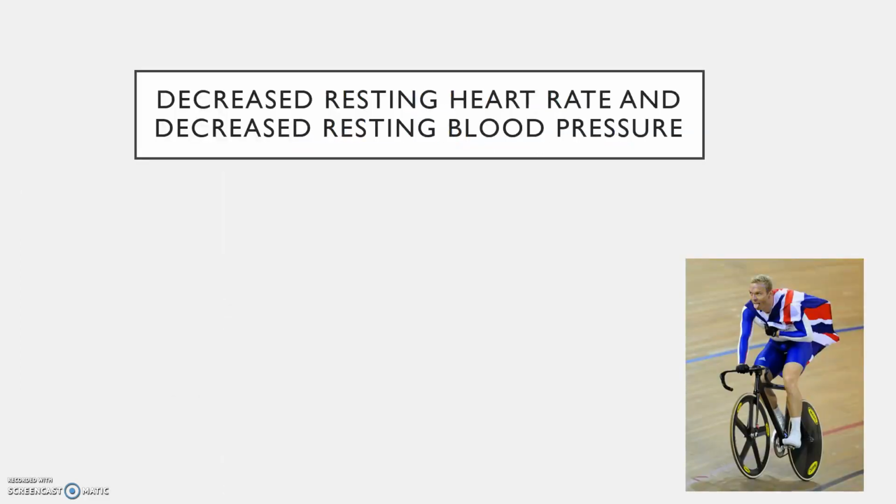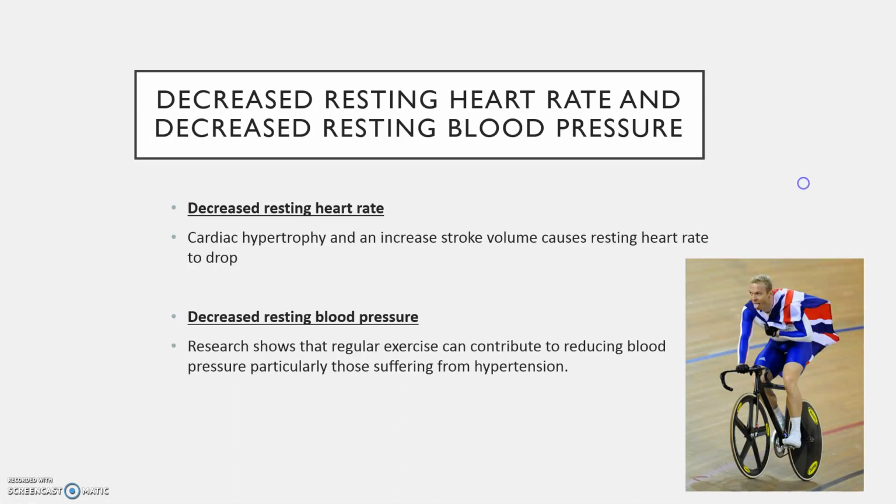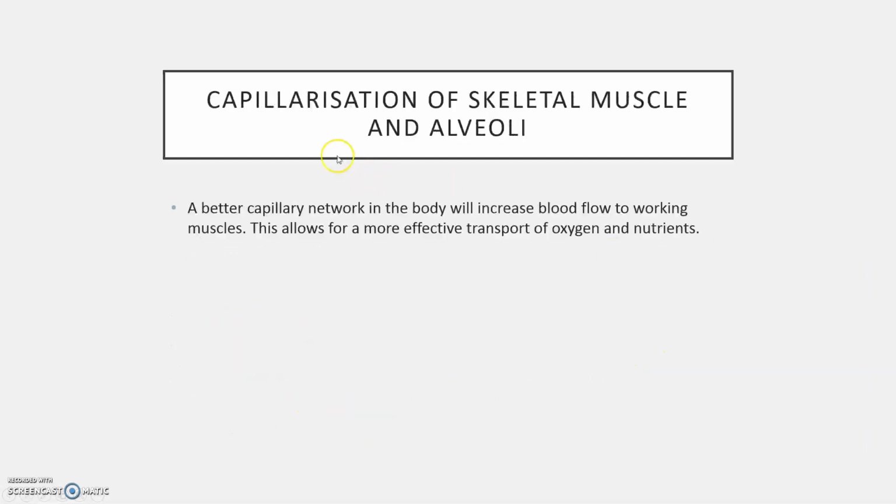So decreased resting heart rate and decreased resting blood pressure, they were some of the other adaptations that take place. All it's saying is cardiac hypertrophy and an increase in stroke volume causes resting heart rate to drop. That's self-explanatory. The heart does not have to work as hard. Decreased resting blood pressure: research shows that regular exercise can contribute to reducing blood pressure, particularly for those suffering from hypertension. This improves our blood flow. So we just get an improved blood flow with a decreased resting blood pressure.